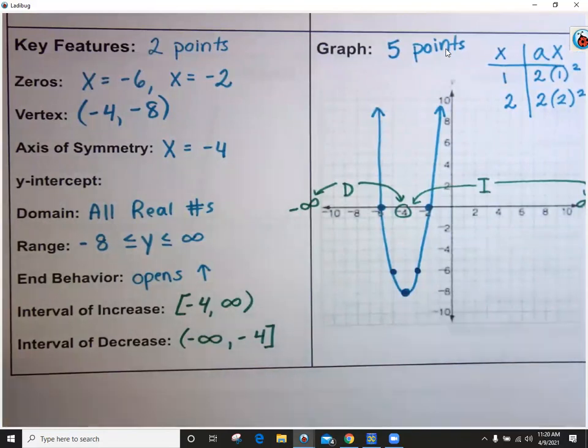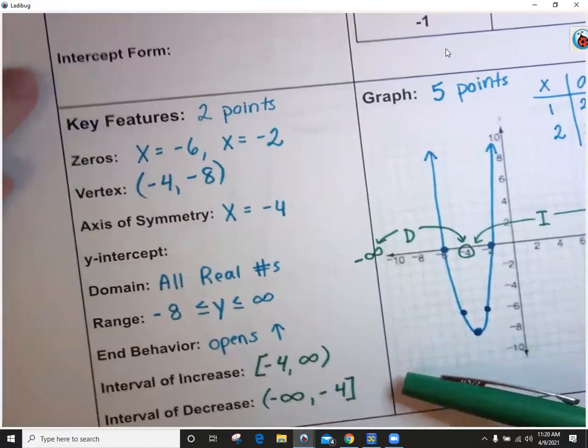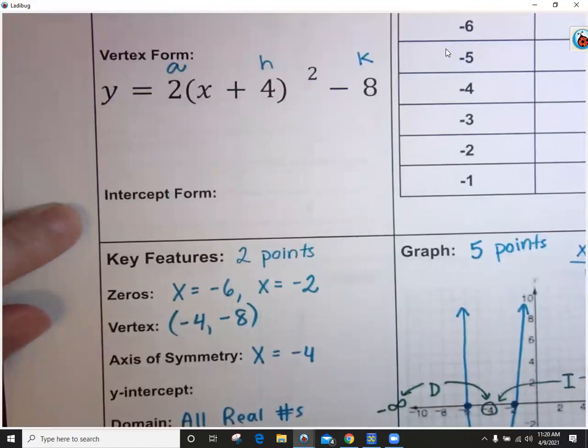Okay, any questions about how we got any of those key features? Okay. Now that we know all of this stuff, writing the equation in intercept form should be pretty easy.